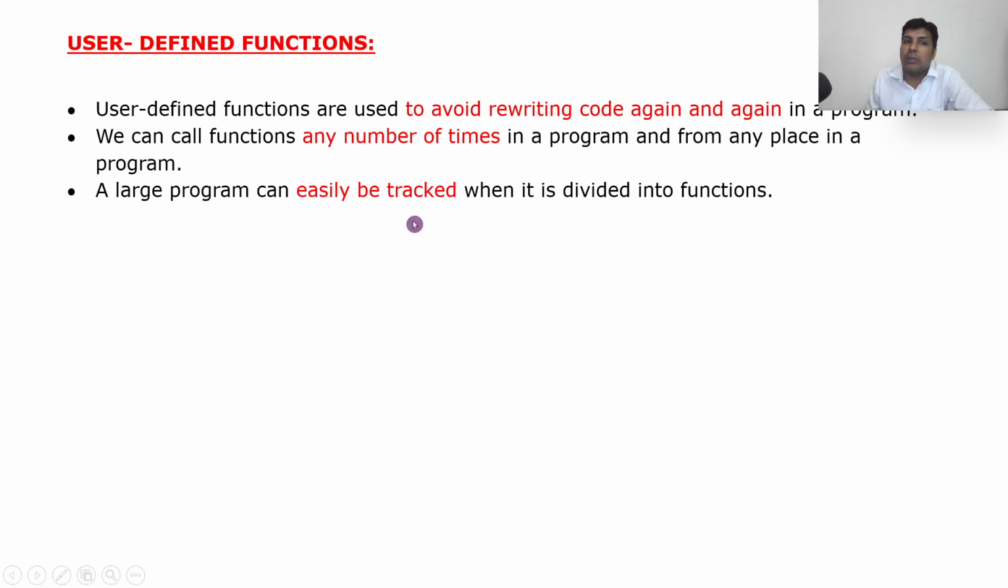A large program can easily be tracked when it is divided into functions. See, if the same code is repeated again and again, the code will increase unnecessarily. But when you use a user function, the length of the program is automatically decreased.